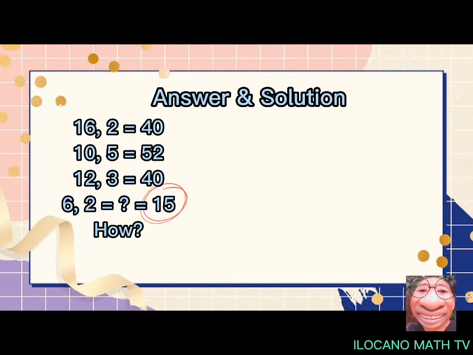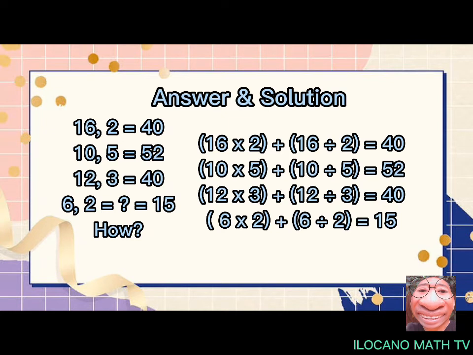How? I will explain. So, we will find the answer with this solution. So, first, 16, 2 is equal to 40. We will use multiplication and division. So, 16 times 2 is equal to 32. Then, 16 divided by 2 is equal to 8. And 32 plus 8 is equal to 40. Next, 10 times 5 is equal to 50. 10 divided by 5 is equal to 2. Therefore, 50 plus 2 is equal to 52.